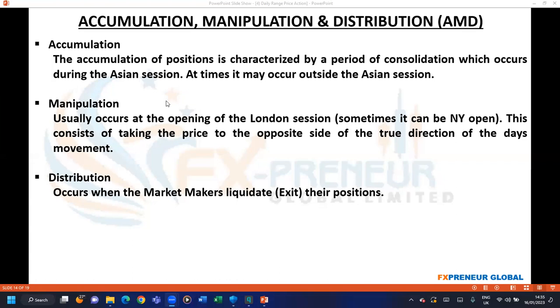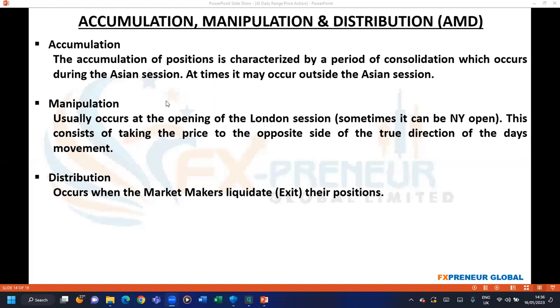Then in the first phase, the market goes first into the phase of accumulation. That is on the Asian session. Then afterwards, it goes through a period of manipulation, which usually occurs at the open of the London session. Sometimes it can also be extended to the New York Open. This consists of taking the price to the opposite side of the true direction of the day movement. That is why it's called manipulation. It's also referred to as stop hunt, liquidity sweep.